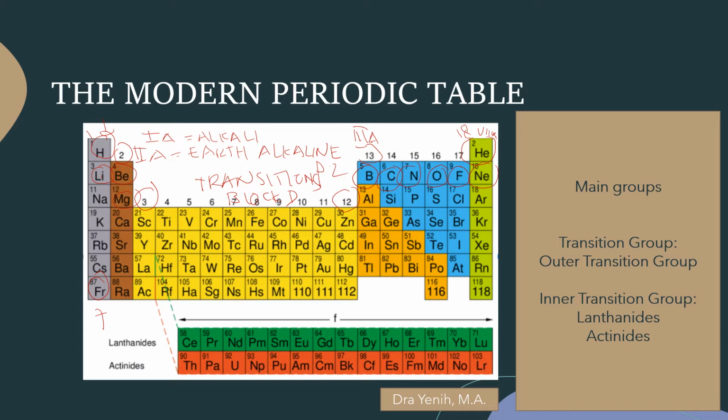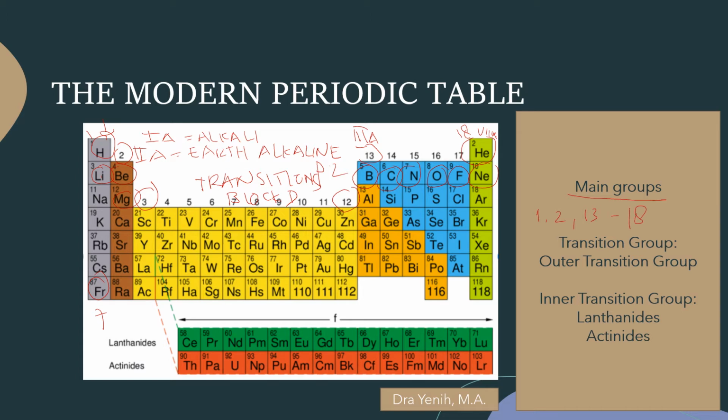2A until group 8A. This is the main group. So groups 1A, 2A, 3A until 8A, or 1, 2, 13, 14, 15, 16, 17, and 18, that's the main group. Then from group 3 until 12, that's the transition group. So the main group is groups 1, 2, and then 13 until 18.